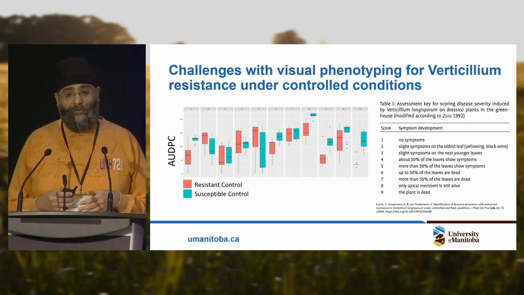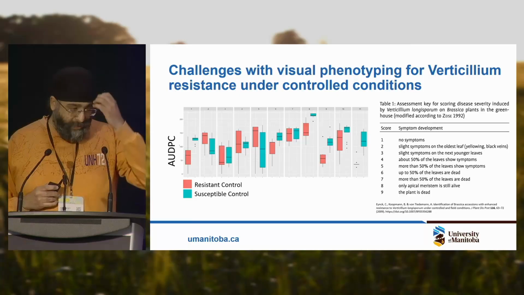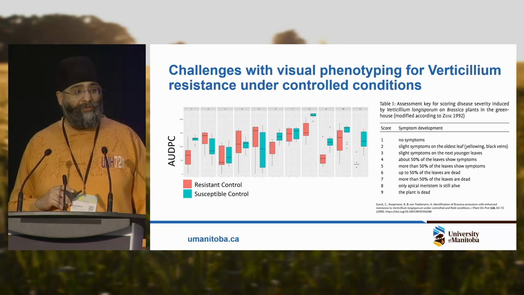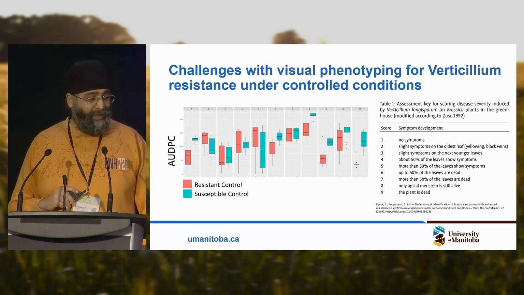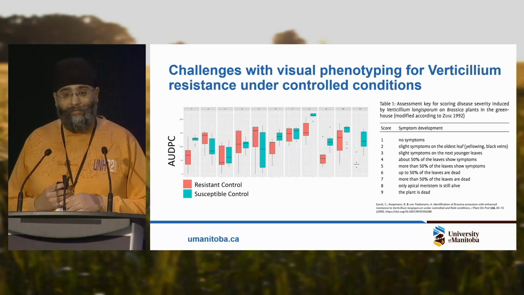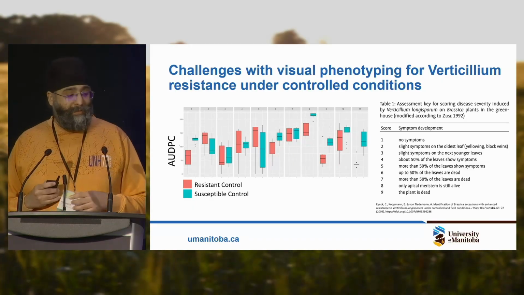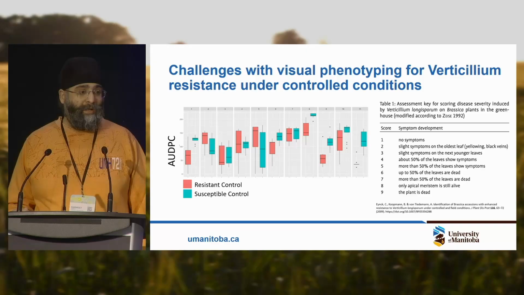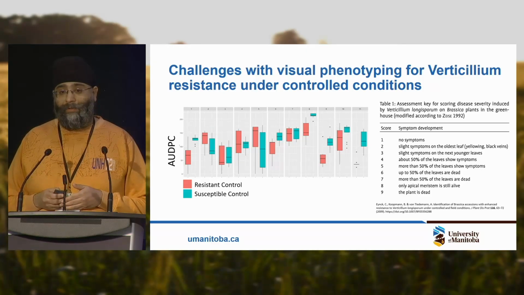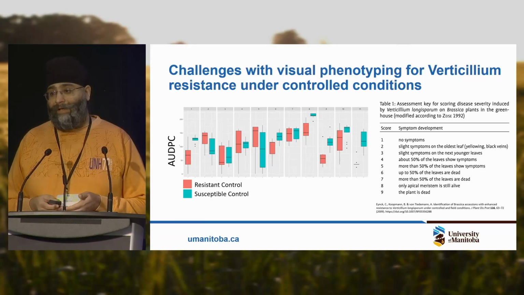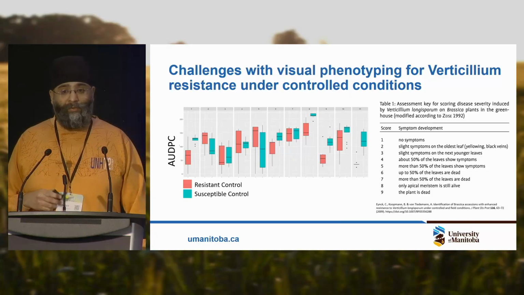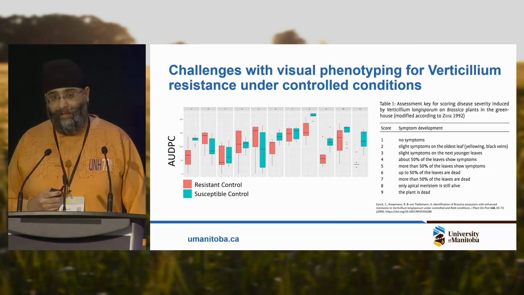Like the resistant control is looking more susceptible, and the reason it happens is, on the right side of the slides, you see the visual scoring scale, and in this scale, you could see that the visual symptoms are relying on yellowing of leaves or blackening of veins. So these symptoms usually happen in the greenhouse just from the senescing plant. So when you are actually looking at a plant in the greenhouse, you don't know whether the plant is just senescing and dying, or is it actually verticillium causing it.